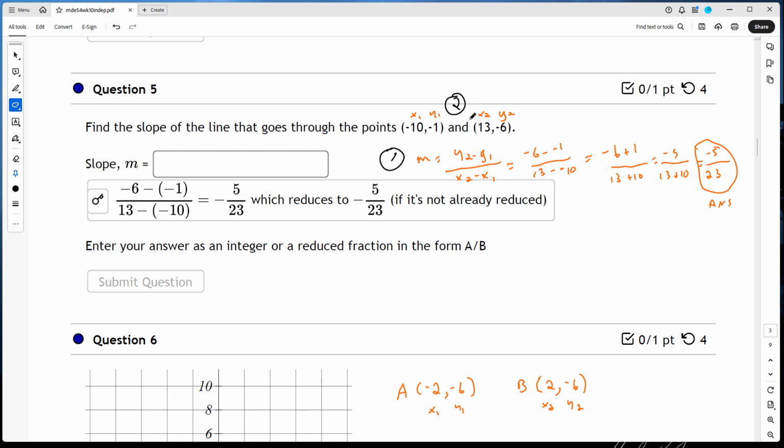to your formula. Notice these points here have negatives, so don't forget to put the extra negative in there for them. So you write out your formula, assign values to your variables, and then you plug into your formula. Then the fourth thing you do is your computation. You end up with a negative 5 over 23 for our final answer.